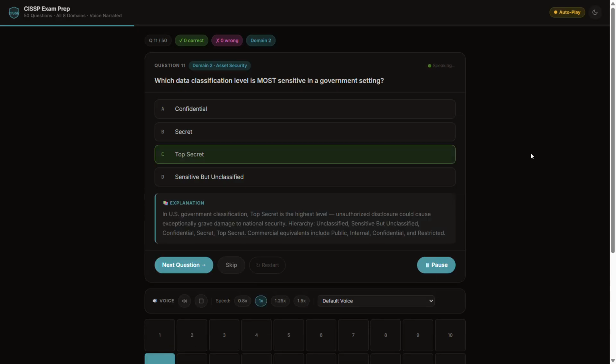Correct answer: C. In U.S. government classification, top secret is the highest level. Unauthorized disclosure could cause exceptionally grave damage to national security. Hierarchy: unclassified, sensitive but unclassified, confidential, secret, top secret. Commercial equivalents include public, internal, confidential, and restricted.